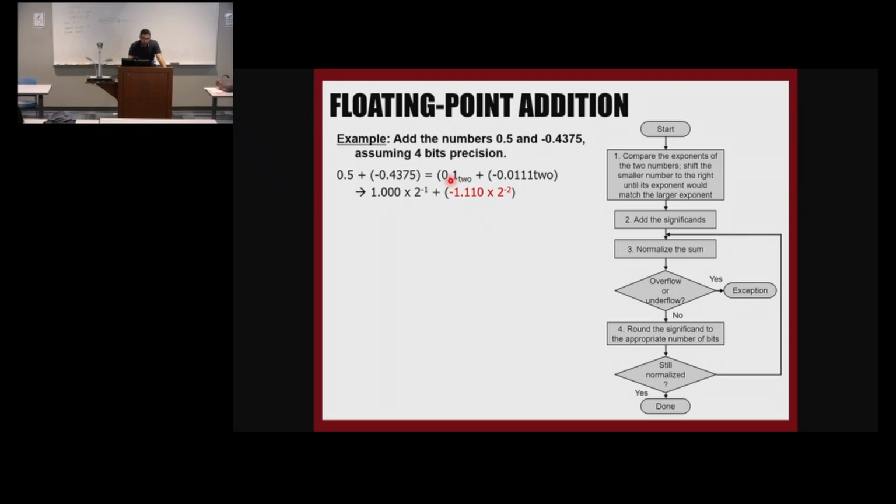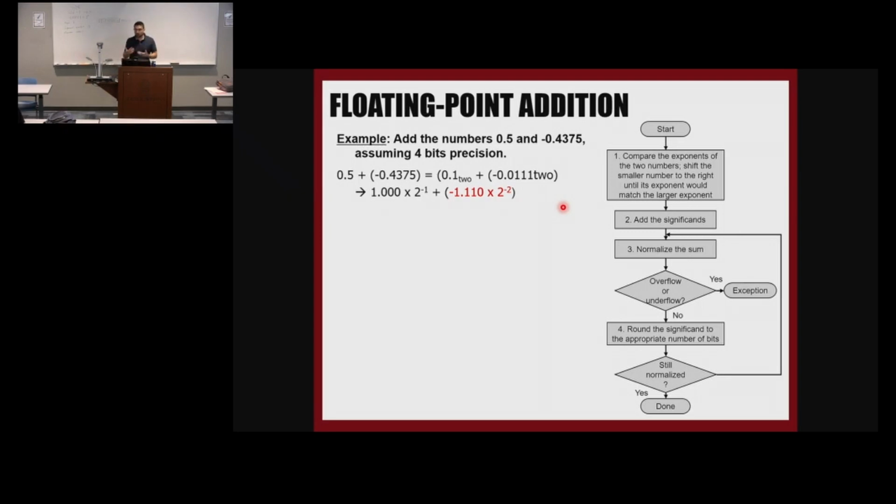Now, if I normalize this one, I get 1 point, and we have 3 zeros because we have 4-bit precision: 1.000 times 2 to the negative 1. And in this case, I shifted left twice to normalize it. So I get negative 1.11, then I add a 0 here, because I have 4-bit precision, times 2 to the negative 2. I shifted it left twice, so I decrease the exponent by 2. Okay, so now we have this. This is the first step. You just convert it to binary and normalize it.